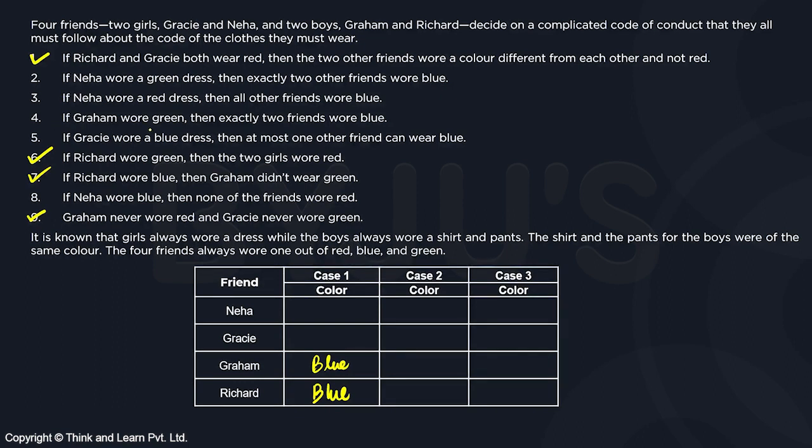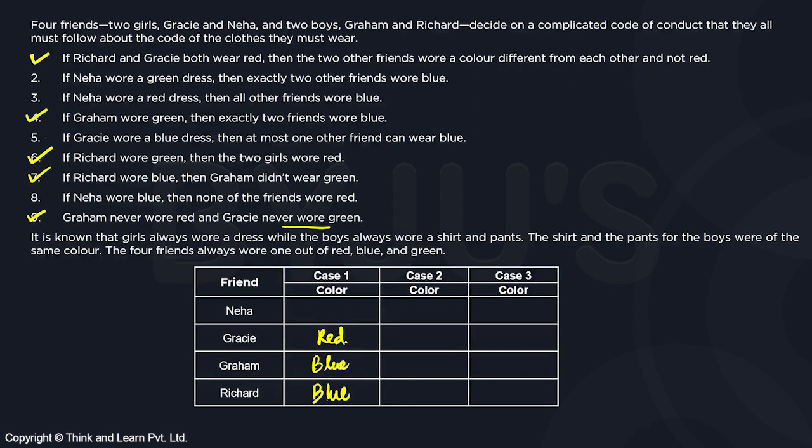If Graham wore green, Graham doesn't wear green, so this is done. Next, if we look at the 5th statement, it says if Gracie wears a blue dress, so suppose Gracie wears a blue dress, because Gracie cannot wear green, Gracie can only wear blue or red, right? So if Gracie wears blue, then at most one other friend can wear blue, but we see 2 people wearing blue. So Gracie is not going to wear blue here.